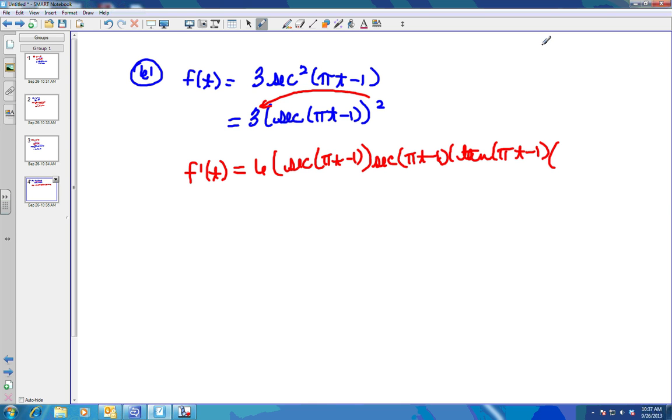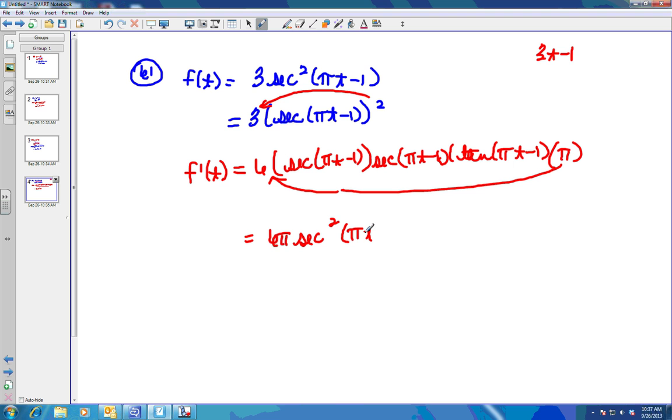Now remember, pi is just 3.14. So if I have this, what's the derivative of that? It's 3. So the derivative of pi t minus 1 is just pi. Now pi is just a number, so I can bring that pi all the way over here. And I would write 6 pi. You see that I have two secants? So I could write that as secant squared pi t minus 1 times tangent pi t minus 1. And that's your answer.